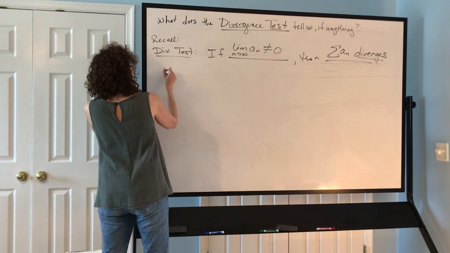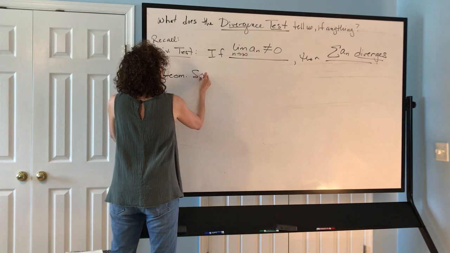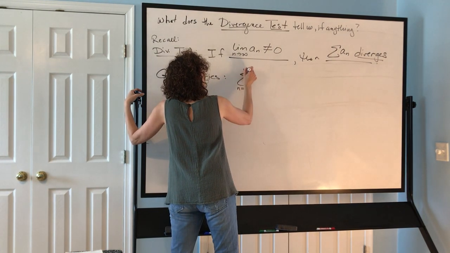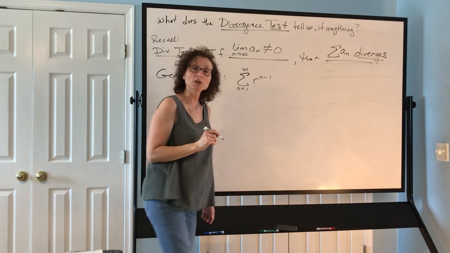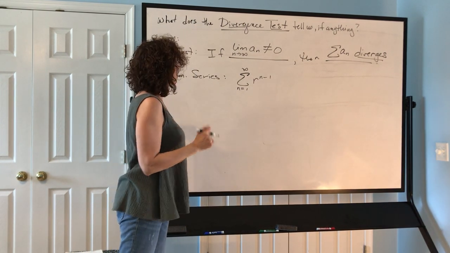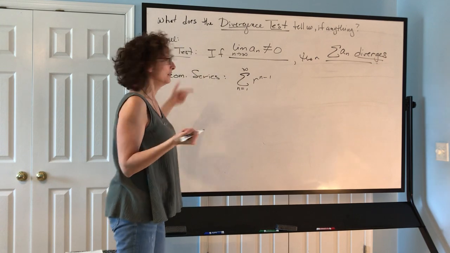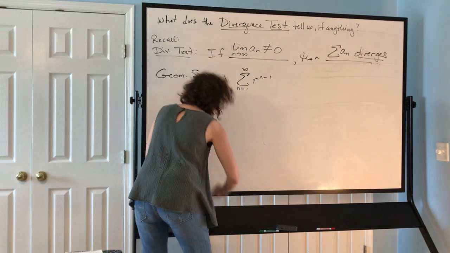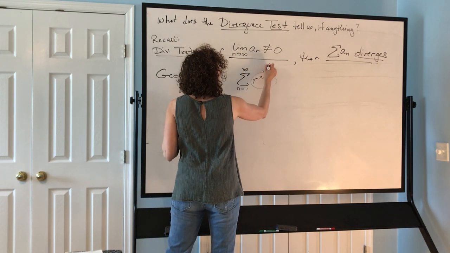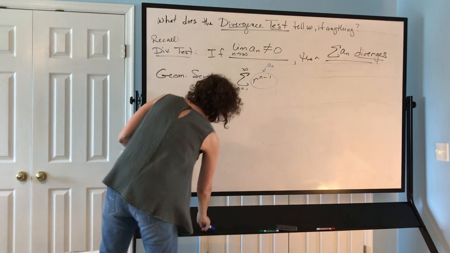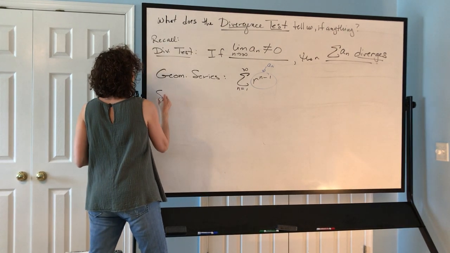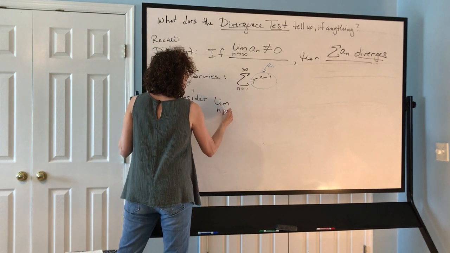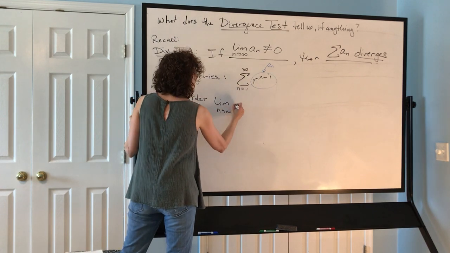So what is a geometric series again? A geometric series is the sum n equals 1 to infinity of r to the n minus 1. That's what we're going to look at. So how do we apply the divergence test then? What is the a sub n? This guy right here is our a sub n. And so what should we look at? We should consider the limit as n goes to infinity of a sub n, which is r to the n minus 1.